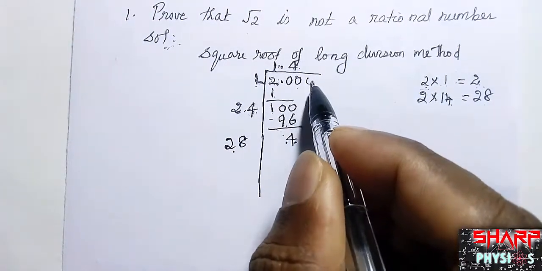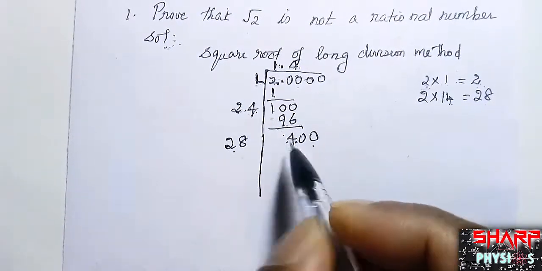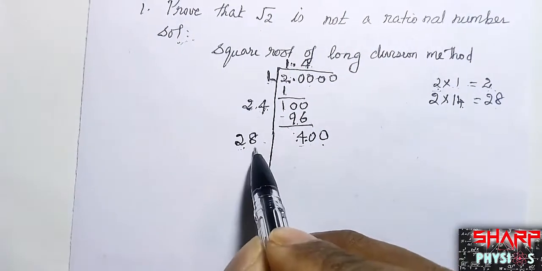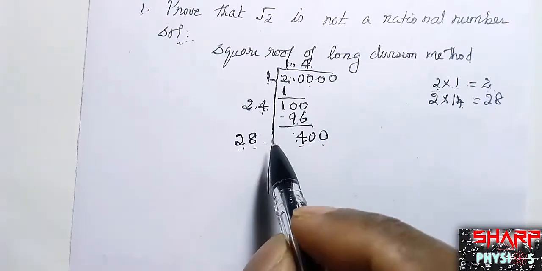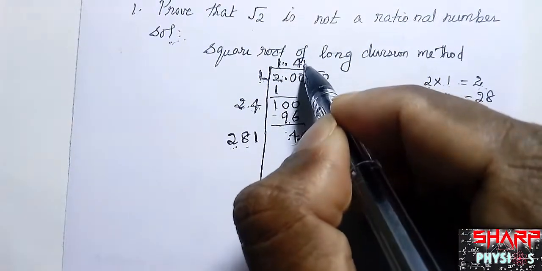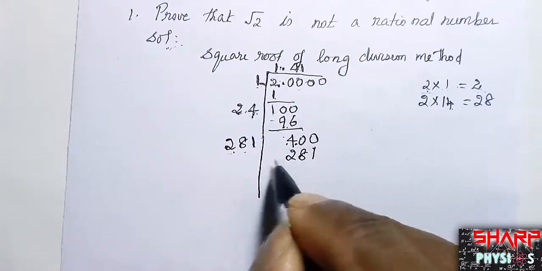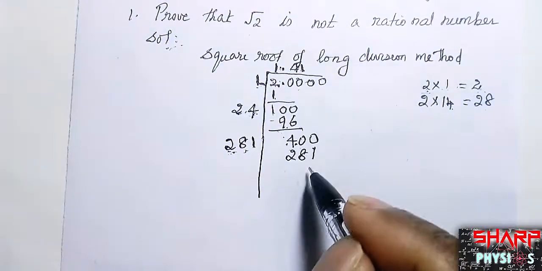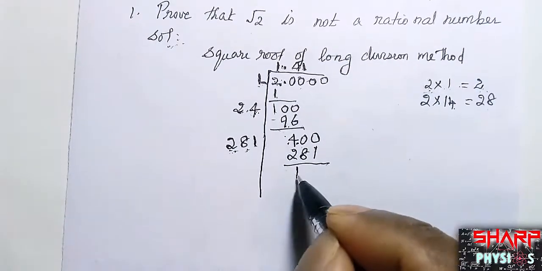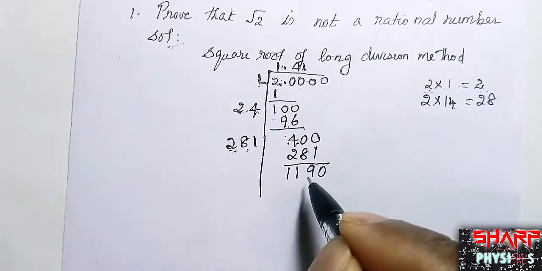So again you have to bring 2 zeros below. So it becomes 400 here. If you put 2 here it will cross 400, it will go more than 500. So you write 1 here. When you write the last digit 1, you have to keep the last digit at the top. So you get 281. If you multiply this with this one, you get 281. And you get a remainder 119.